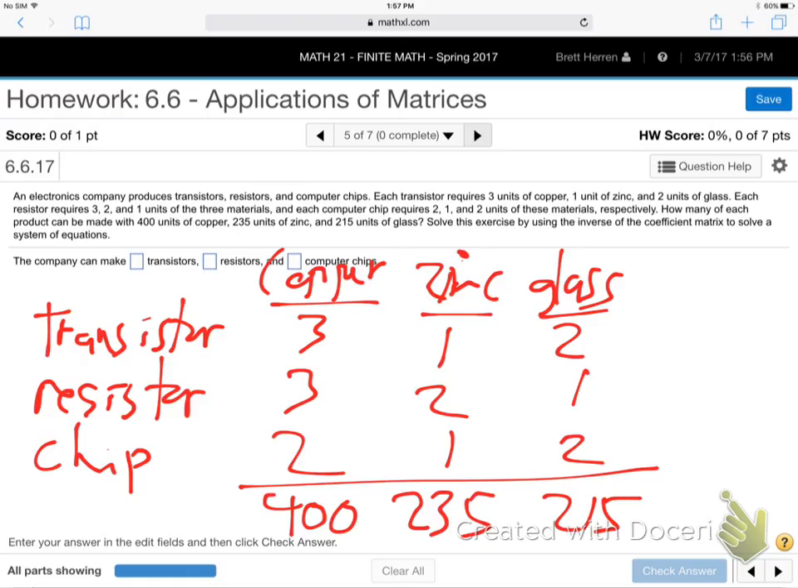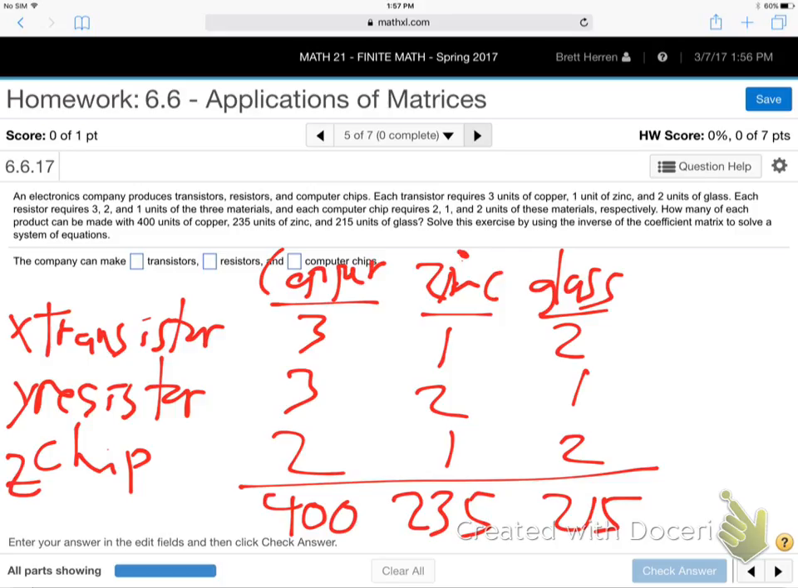Now, you can have that big old table, but how do you know what your X, Y, and Z are? Well, it's all about what they're asking for in the end. What do they want? What are the three answers they want? That's your X, Y, Z: transistors, resistors, and computer chips. Does that make sense?